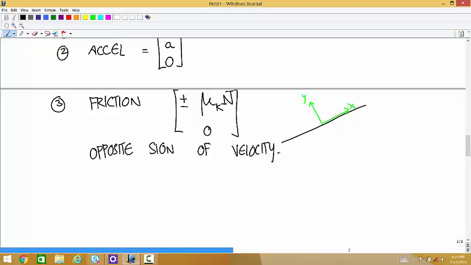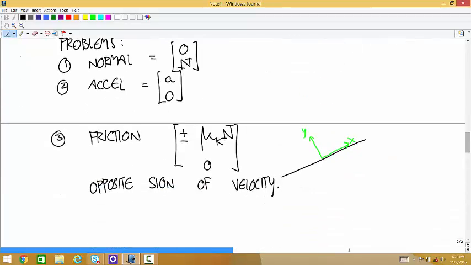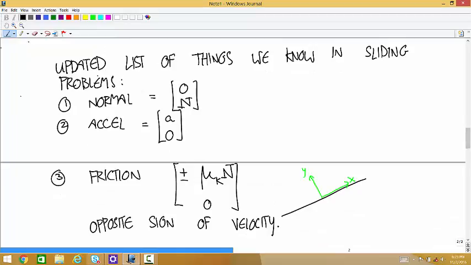Okay, does it make sense? Yes. I'm sorry, what was number 1 on the list again? So 1 and 2 are the things that we have already used. The normal force, the force that the surface applies to the object, always is just 0n.